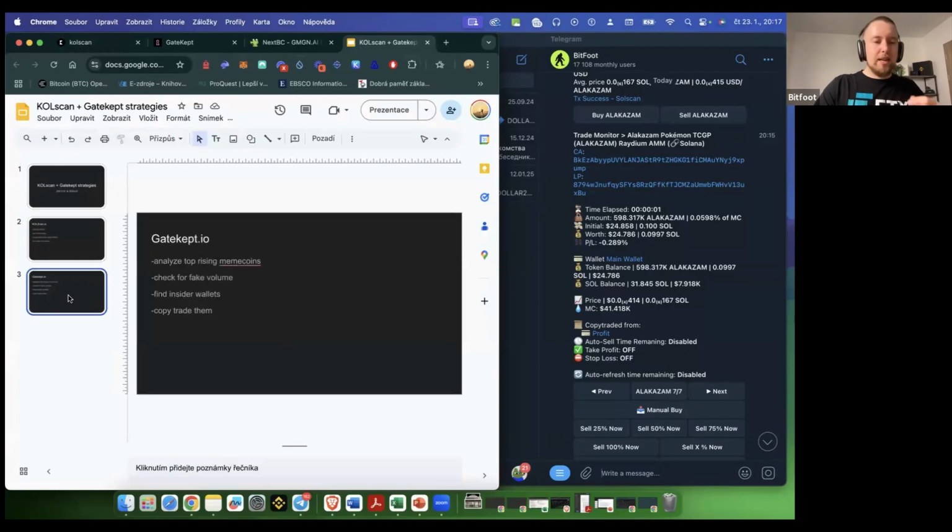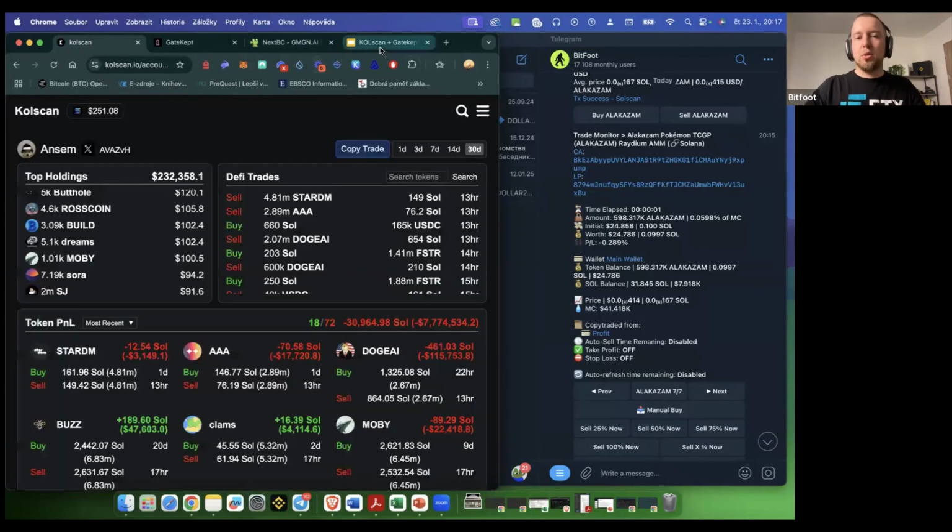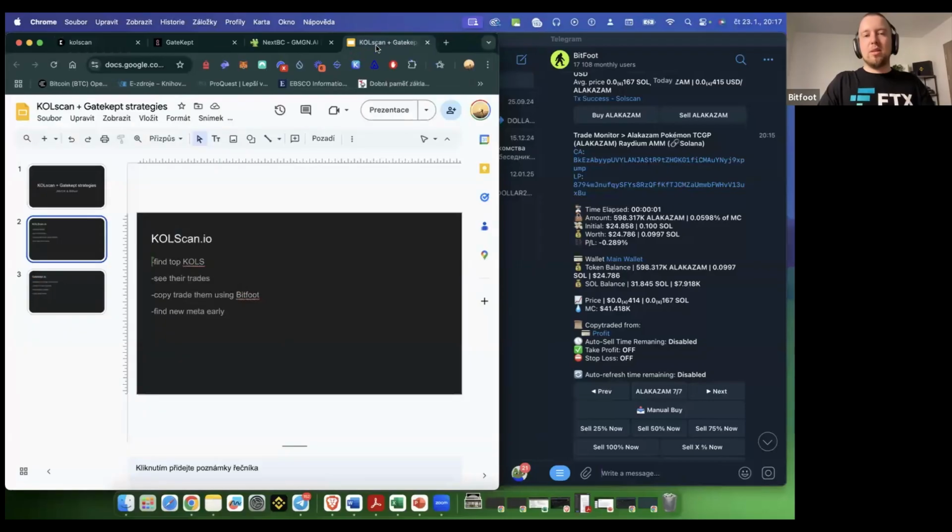Like I said, KOL Scan. You can find the KOLs. You can find the new meta. I haven't found too much valuable information from the guy I showed you just now, but if you dig into it, you can see there's more Trump coins popping up. You can see there are AI coins popping up, so you can spot the next narrative through this quite easily.